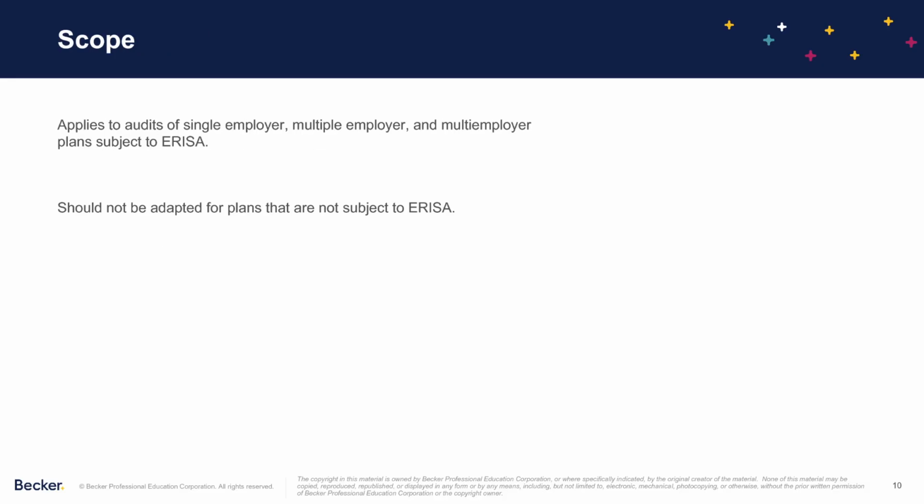For those of you who audit, for example, governmental plans, most governmental plans are not subject to ERISA. So these are specifically those commercial plans that are subject to ERISA. They apply to single employer, multiple employer, and multi-employer plans. And if it's not subject to ERISA, you should not adopt this section. So if you have a governmental plan, you would just follow AUC section 700 when writing your report.